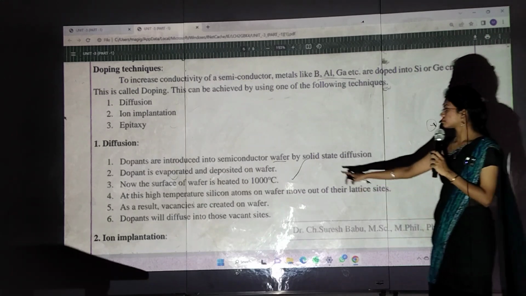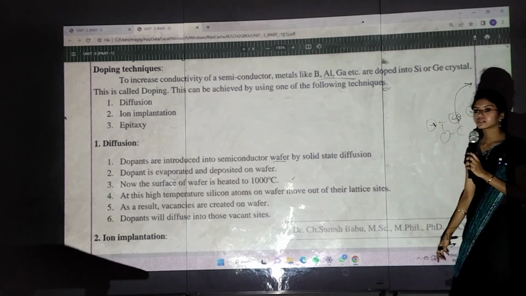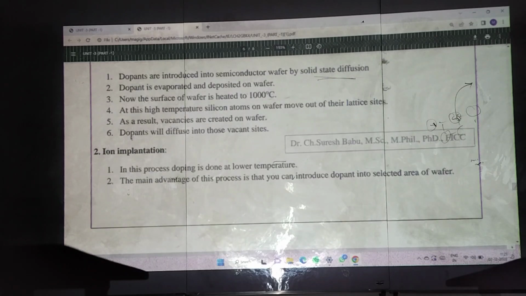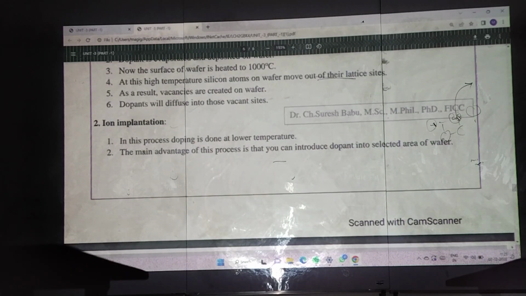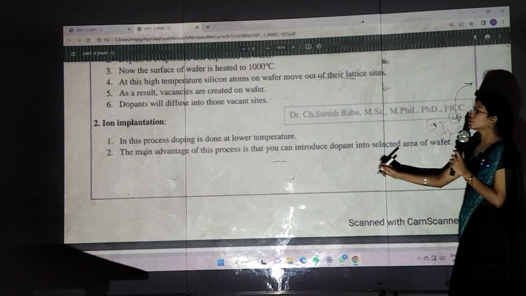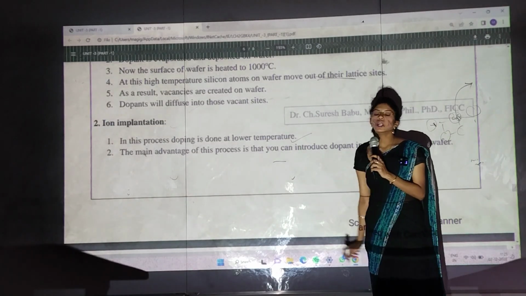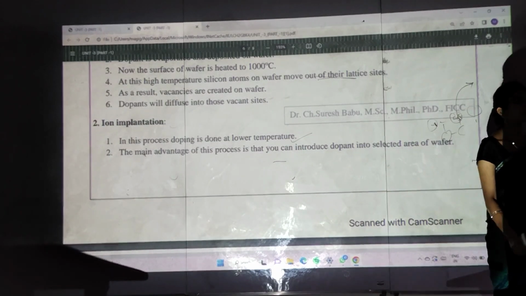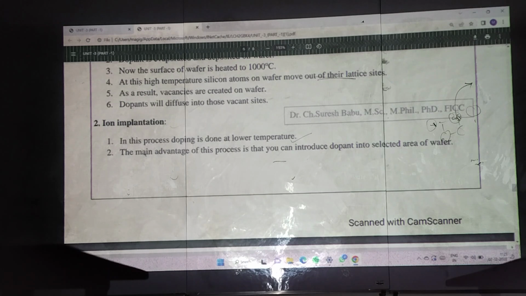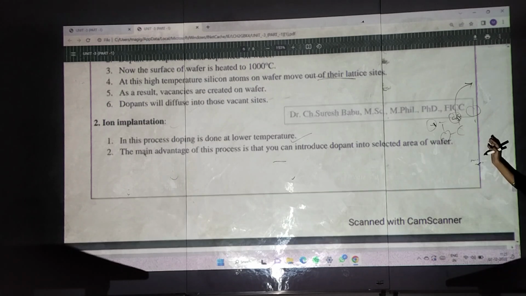Next, ion implantation. In this process we are working at a low temperature. The advantage of ion implantation is that we can introduce our dopant directly into the selected area.